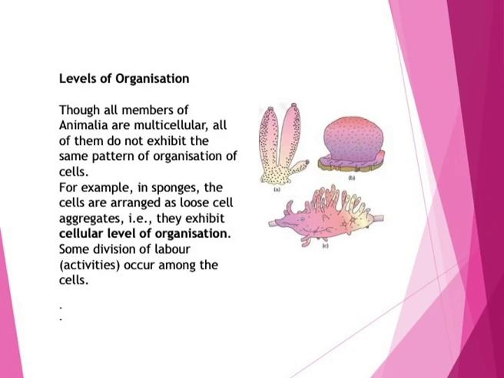Next, levels of organization. Though all members of Animalia are multicellular, all of them do not exhibit the same pattern of organization of cells. For example, in sponges, the cells are arranged as loose cell aggregates, that is, they exhibit cellular level of organization. Some division of labor occurs among the cells. If you look at the examples, we can see the sponges, sea anemones, etc.